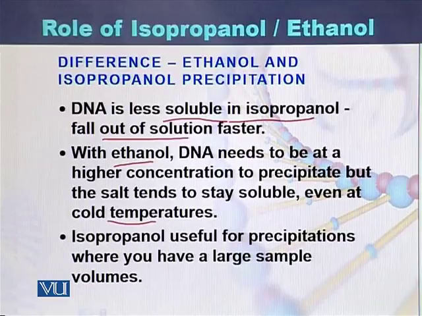Isopropanol is useful for precipitation where you have a large amount of sample. If we are purifying the DNA from a large amount of blood samples, then it is preferred to use isopropanol.